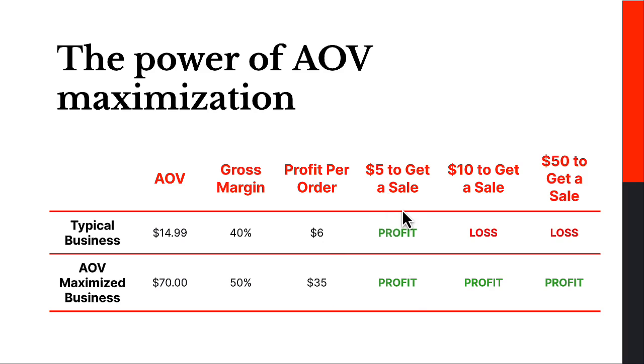Now, if you're running ads and it costs you $5 to get somebody to buy something from you, we're both making money, because they make $6 in profit and we make $35 in profit. If it only costs $5 to get a sale, then we're both making money. But that's almost never the case. If it costs $10 to get a sale, they're losing money. They're losing $4 on every single sale. We're still making tons of money, $25 in profit for every single order.